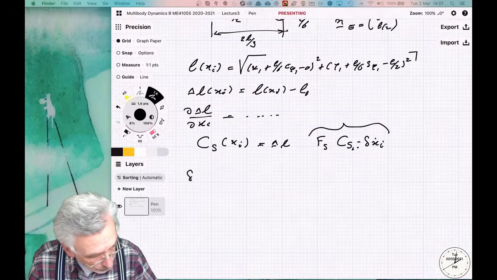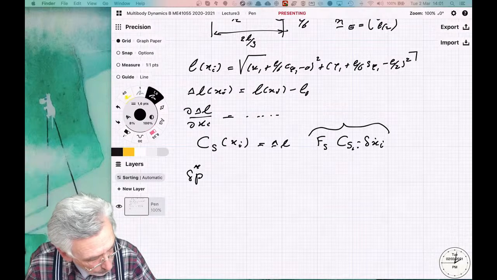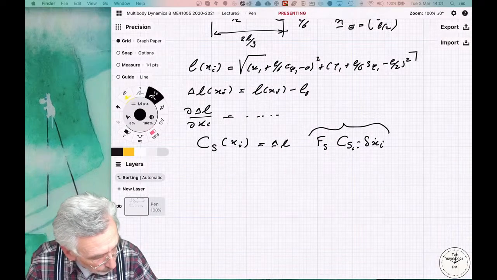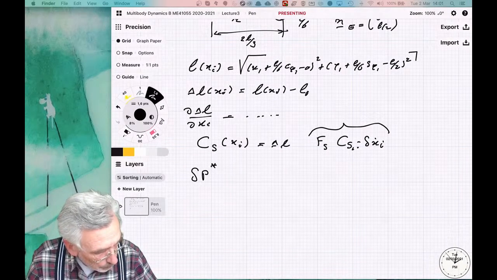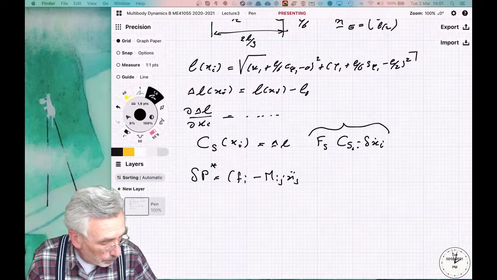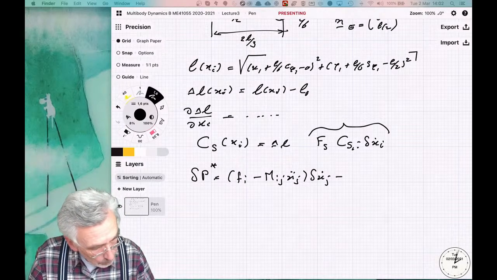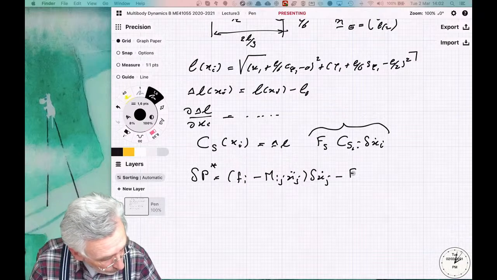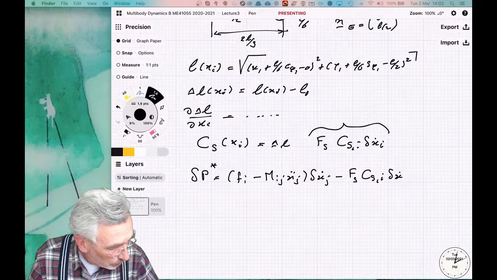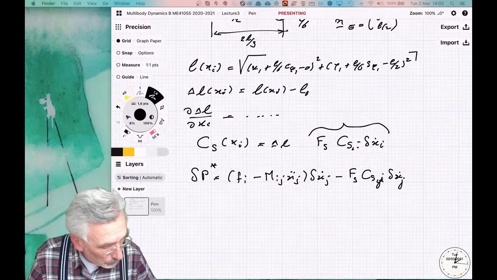So I start again with a delta p star. I want to have a delta p star. Delta p star is these applied forces, inertia forces, minus, and then we take all these extra elements, Fs, and then the partial derivatives of S_i times delta x dot.